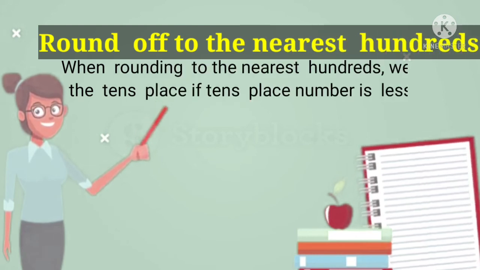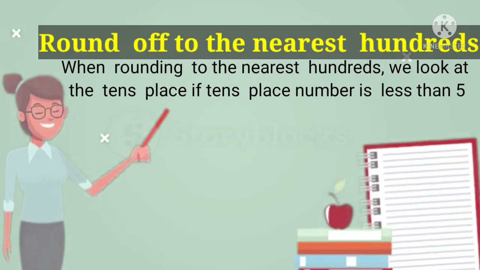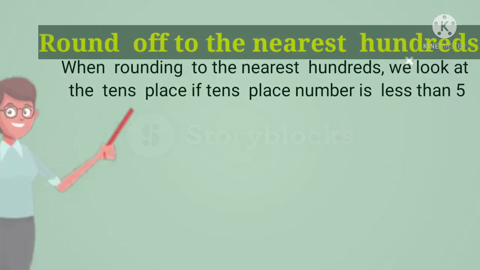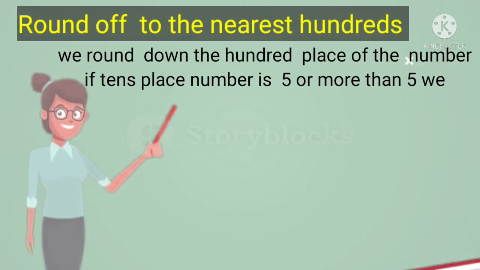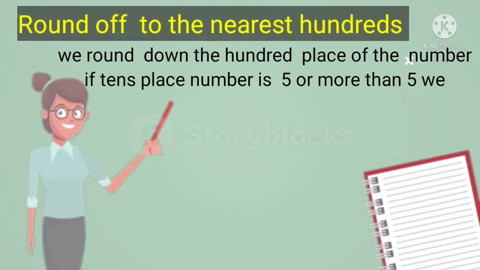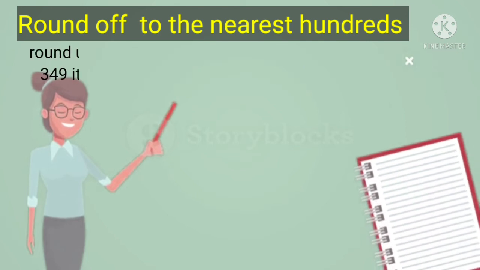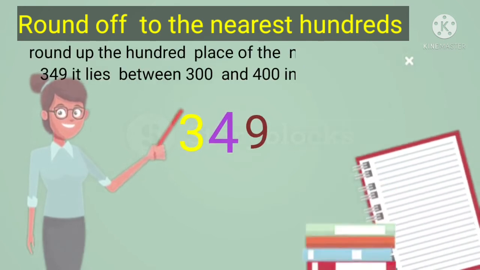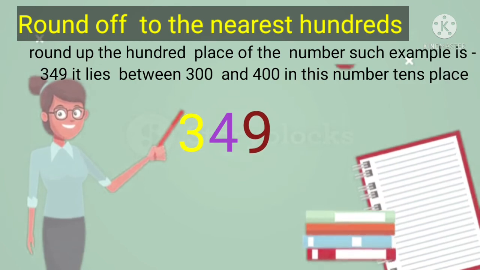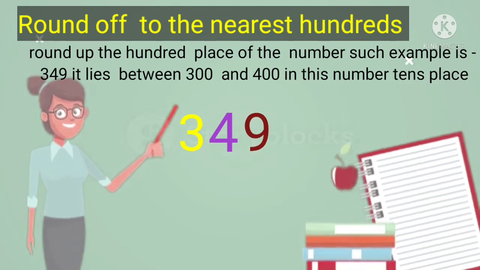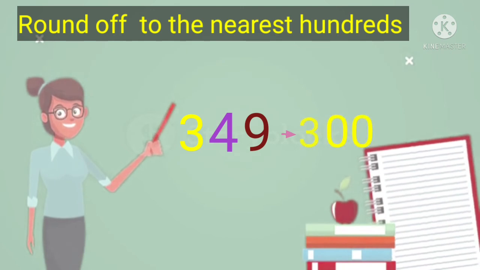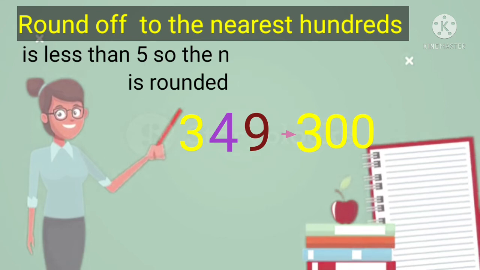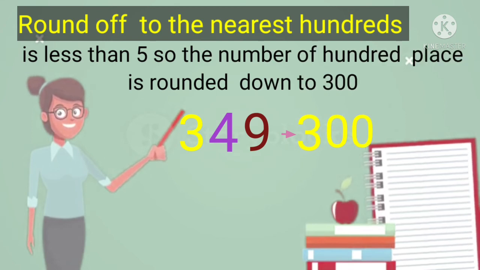Now round off to the nearest 100. When rounding to the nearest 100, we look at the tens place. If the tens place number is less than 5, we round down the 100 place of the number. If the tens place number is 5 or more than 5, we round up the 100 place of the number. Such an example is 349. It lies between 300 and 400. In this number, the tens place is less than 5. So the number at the 100 place is rounded down to 300.